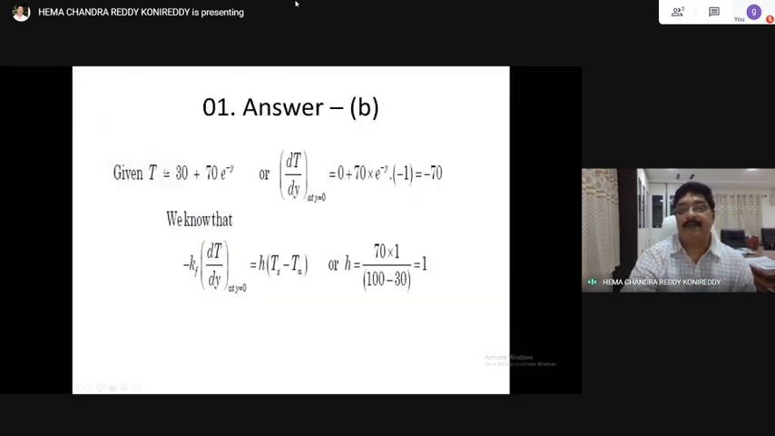Given the temperature as 30 plus 70 into e to the power of minus y, you find dT by dy. What is dT by dy for this? The derivative of 30 is zero, and 70 into e to the power of minus y is e to the power of minus y into d by dy of minus y, which is equal to minus 1. So therefore it is minus 70. And you substitute y is equal to 0: e to the power of 0 is equal to 1. So ultimately it is minus 70. What did I do?